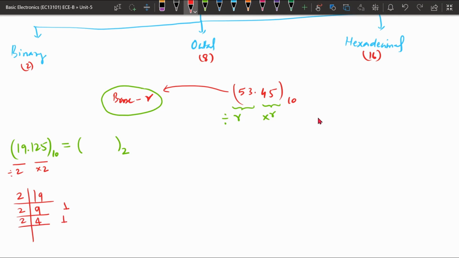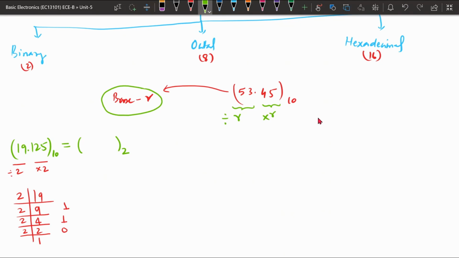Again we will be dividing it further, so it will go 2 times, there is no remainder. Again we will be dividing it, it will go 1 time. Once we keep on dividing till the quotient that is coming cannot be further divided by the radix, that is r. So that's 2, so 1 cannot be divided further by 2, so we'll stop here.